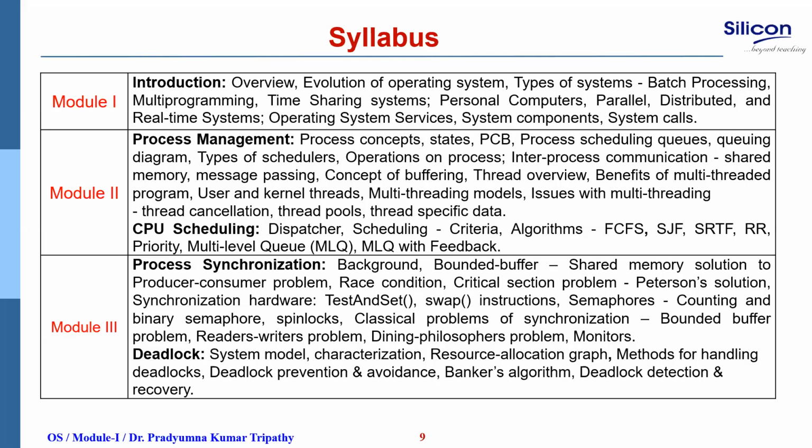We also have a chapter called deadlock. Sometimes processes fall into such a situation that none of the processes can continue. That kind of scenario will come. We'll see what deadlock is, when it occurs, how to detect it, and how to overcome it. All these things we will do.